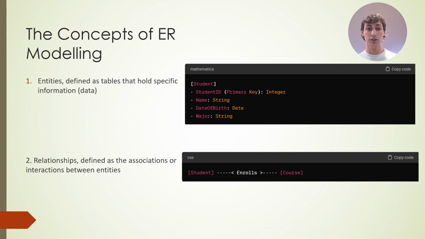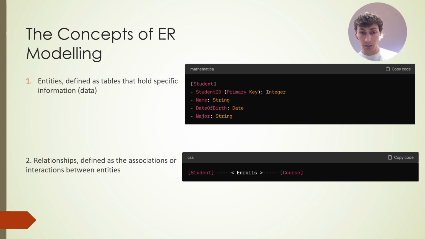So there are two main concepts when it comes to ER modeling or ERD modeling. And the first one is entities. Entities are defined as tables that hold specific information within an ERD. And on the right here is one of the examples that you might see in an ERD, depending, again, on the software you use. It might look a little different.